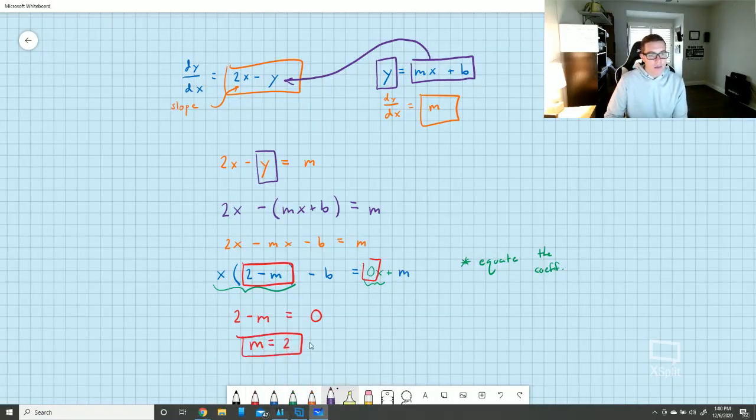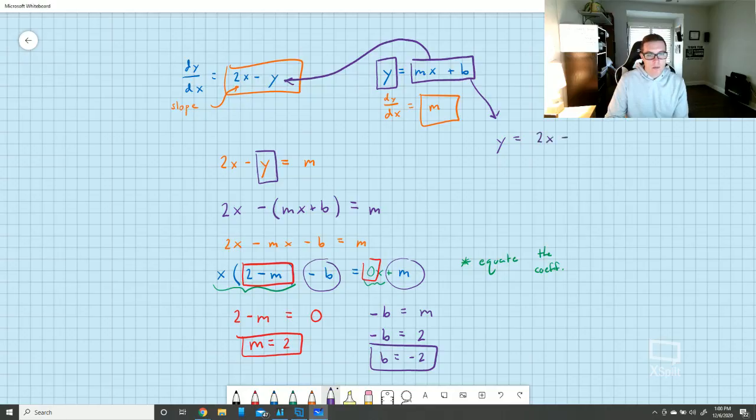I can do the same thing with the constant. So on the left, the constant's m, on the right, the constant's negative b. So I can set those two things equal. And the benefit is I already found m to be 2. So I got b. And we've done exactly what they wanted. We have found m and b. So we know the solution is 2x minus 2. There's your particular solution.